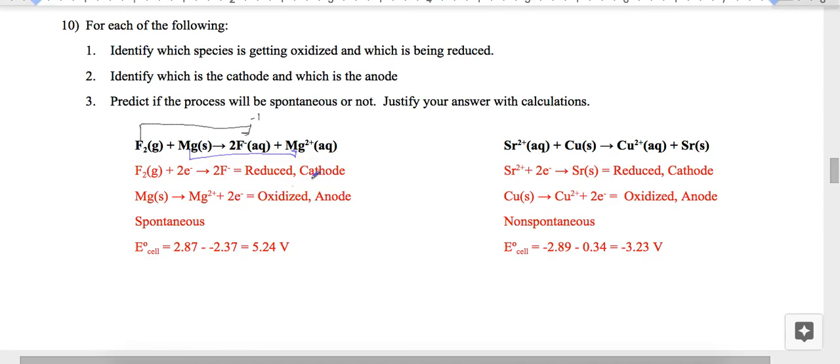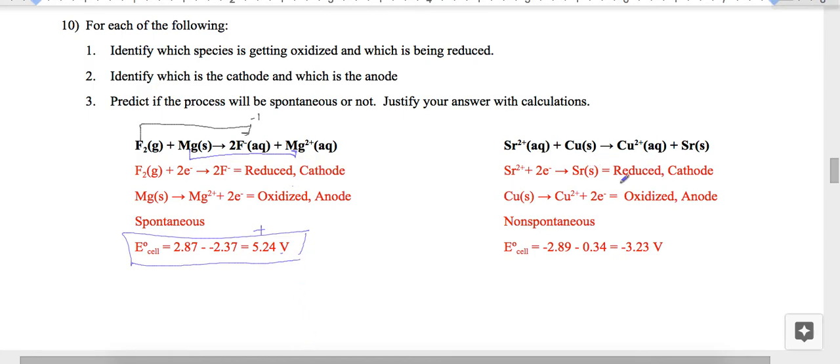So we can actually just go to the table and look at if this matches what we would expect. Since fluorine is higher up on the standard reduction table, we would assume it to be the cathode, and that is what happens here. We can prove this by doing a calculation, and that calculation provides us with a positive cell voltage. That positive cell voltage tells us that it is a spontaneous process.